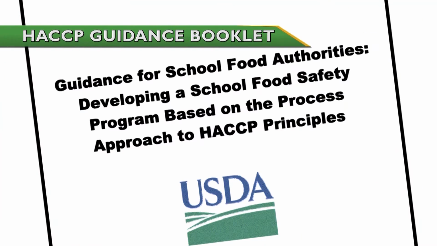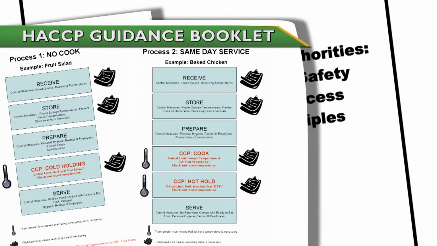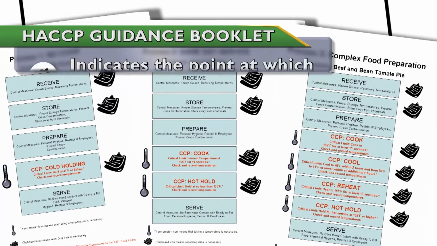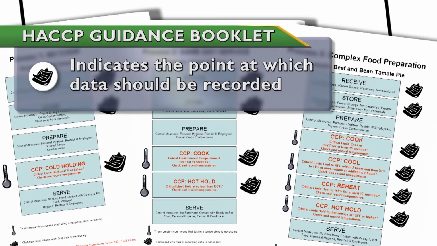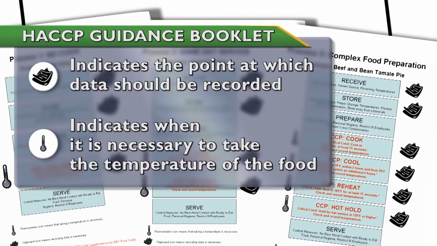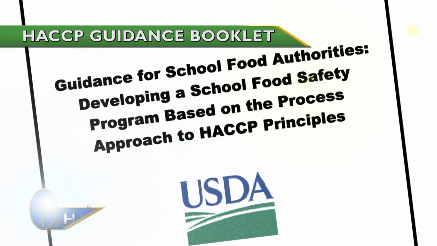These documents from the Hazard Analysis Critical Control Point Guidance Booklet detail the procedures of the 3 food preparation processes. The clipboard icons indicate at which point data should be recorded. The thermometer icons indicate when it is necessary to take the temperature of the food. The HACCP guidance booklet is available from the MoDESE website.